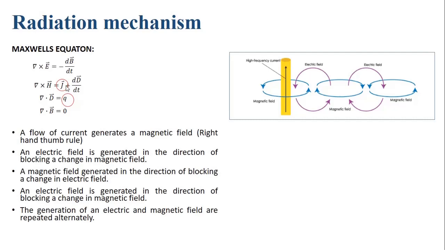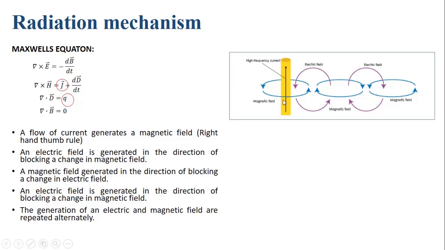So consider a conductor and a current is flowing through that conductor, and the current direction is in the upward direction. Whenever the current is induced in the wire, the magnetic field is generated. You can see over here, with the help of the right hand thumb rule, the direction of the magnetic field can be given. The thumb points in the direction of current and the curled fingers denote the direction of the magnetic field. So if the thumb is pointing in the upward direction, the curled fingers will give us the direction of the magnetic field.